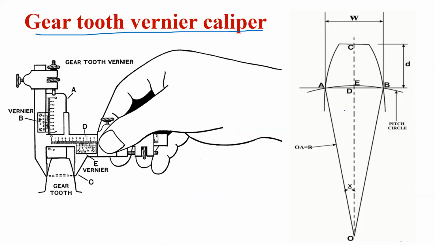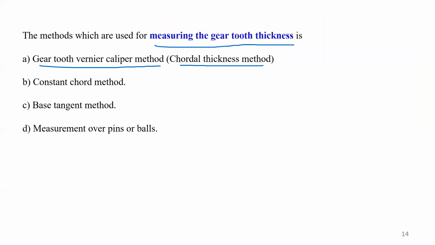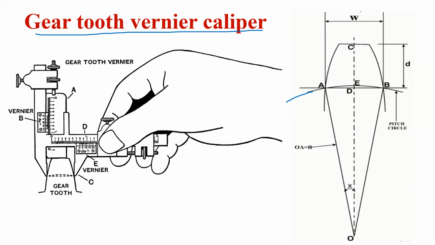If we consider one gear tooth of the gear, this represents the pitch circle, and this radius OA represents the radius of the pitch circle. Here we need to find out the chordal thickness, that is W. Here W is changing from top to the bottom.